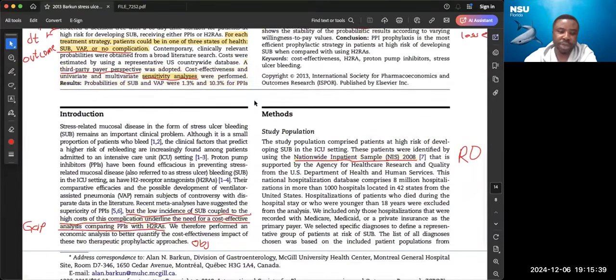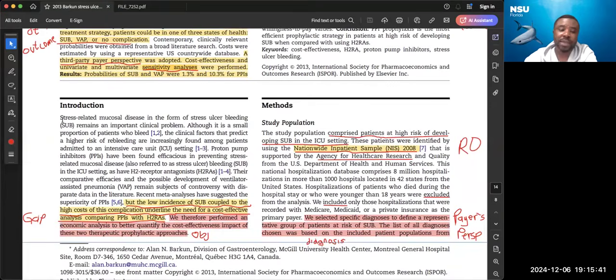So I'll start with the introduction now. In the introduction, they were just talking about the fact that patients in the ICU have a high risk of developing stress ulcers. And they know that research has shown that there are 2 drugs that can be used to prevent these stress ulcers, and these are the PPIs and the H2 blockers. But the problem with these drugs is that even though they can prevent the development of stress ulcers, they also have a side effect, which is ventilator-associated pneumonia.